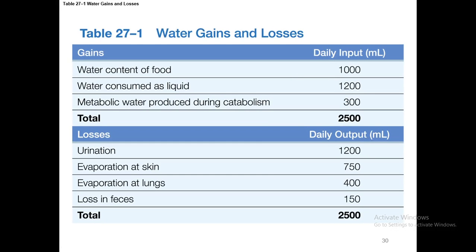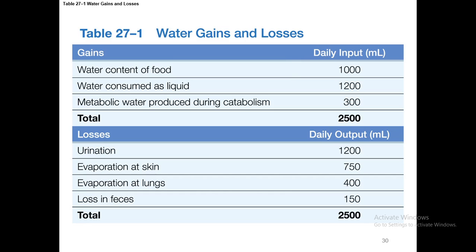Okay, this is a good table to look at here. You don't really need to know all of these volumes as far as daily input and daily output, but it is a good overview to see where you are getting fluid from and how you are losing fluid throughout the day. So we have the gaining of fluid through food and liquid that's consumed, and also metabolic water, which comes from, hopefully you remember, cellular respiration that occurs in the mitochondria. One of the products of cellular respiration is water. So a small amount of water does come from that metabolic process.